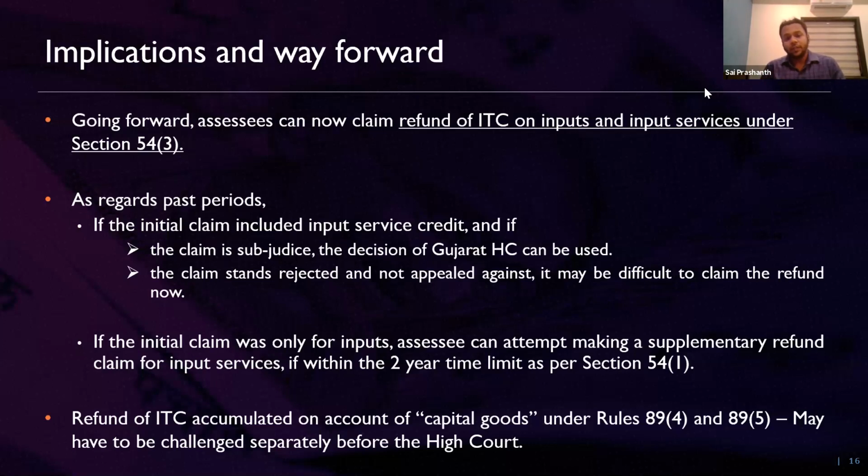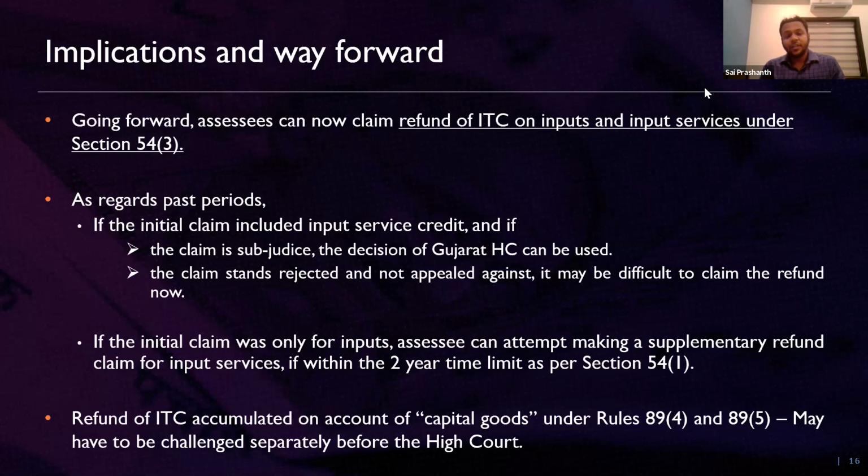Here we'll have to segregate this into two: if the initial claim that was made included input services within its ambit, and if it didn't. First one is if my initial claim included the input services, and if that claim is sub judice, that is, if it has been filed and not been adjudicated upon, or if it's adjudicated upon and you've appealed against it and that appeal is pending, then the decision of the Gujarat High Court can definitely be used to claim credit of the input services.